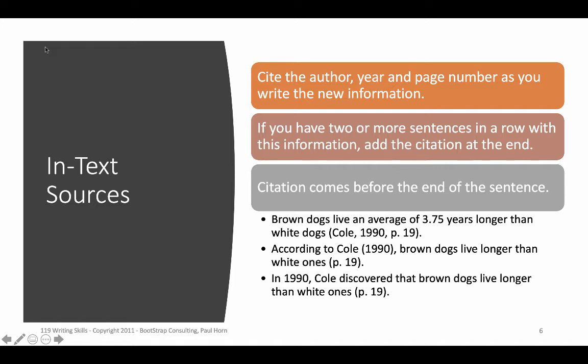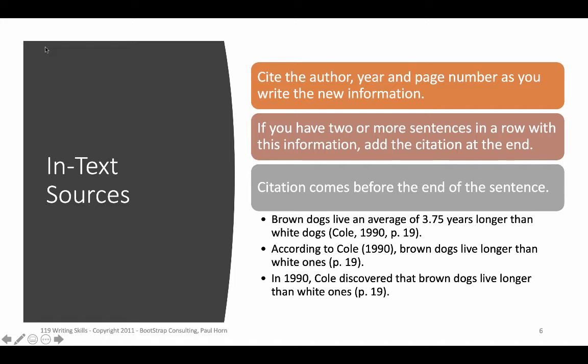So if you have two or more sentences in a row, then you would put it before the end of the second sentence if those pieces of information came from the same person. If you're jumping around and you have other new pieces of information in between, you'll need to do it when it's new every time again. So citation comes before you end the sentence when you do this. There are 3 different ways that people can do it. And by far the most common is the one at the first bullet.